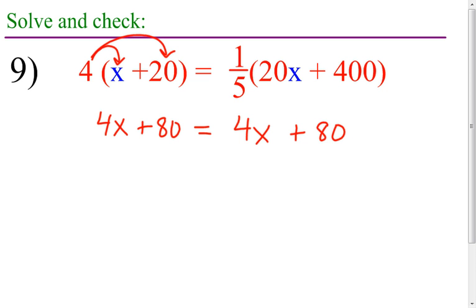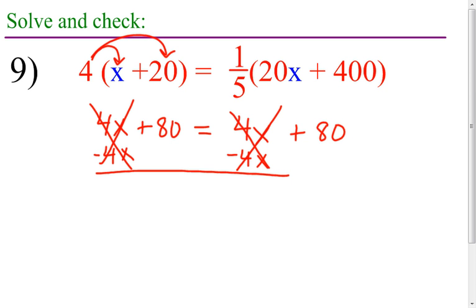Okay, so I will subtract 4x. And then I want you to notice this. All of your x's are gone here, and all of your x's are gone here. So there's no x's left in this equation. And what I have left then is this 80 equals 80. Okay, now, when all of your x's drop out, all of your variables drop out like they did in this case, you have 2 choices. Your choices are either to have it be no solution or all real numbers is your solution.